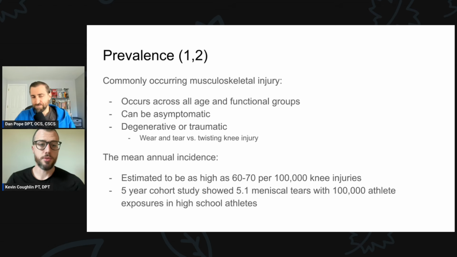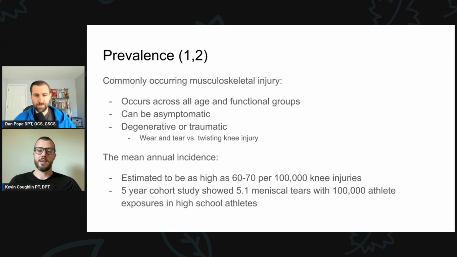All right. Now moving on to prevalence. So who's getting meniscal tears? It's a very commonly occurring musculoskeletal injury, and it does occur across all age groups and functional groups. There is a group of people where it can be asymptomatic, and then we do see a difference between chronic degenerative over time and more traumatic. And like we had talked about a little bit earlier, the medial meniscus seems to be affected by the chronic wear and tear type situation. We see that in older folks. And then the younger folks tend to have a meniscus injury, generally of the lateral meniscus, following some type of traumatic incident.